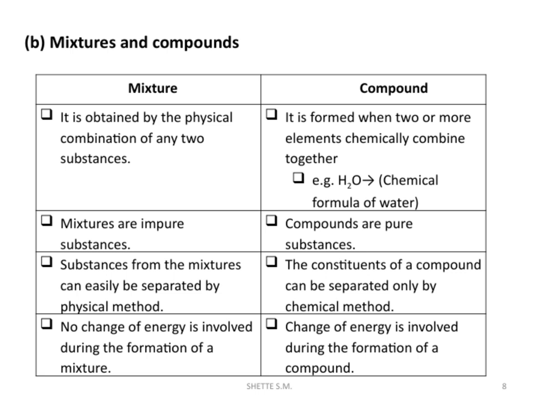To separate the elements in a compound, you need chemical methods, like electrolysis, and this process involves a change in energy. So, in summary, the main differences are that mixtures are physically combined and easily separated without energy change, while compounds are chemically bonded and require energy to break apart. This distinction helps us understand how different substances are formed and manipulated in chemistry.